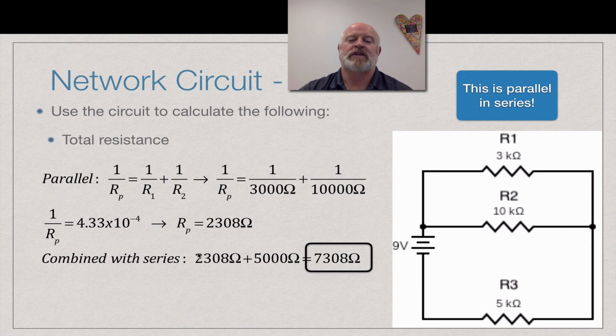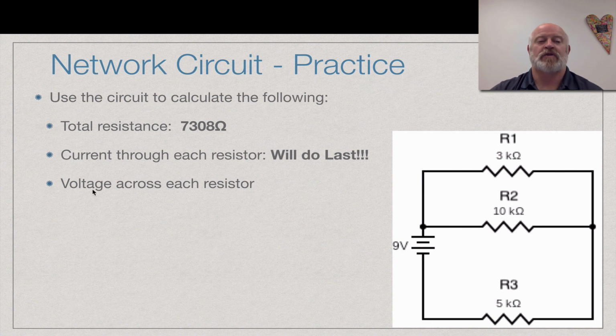In this part we just add R plus R because we're in series. When we do parallel, it's reciprocals. That's why it's important to know when it's parallel and when it's series. We now know the total resistance of this circuit. The next step would be to find voltage and current.